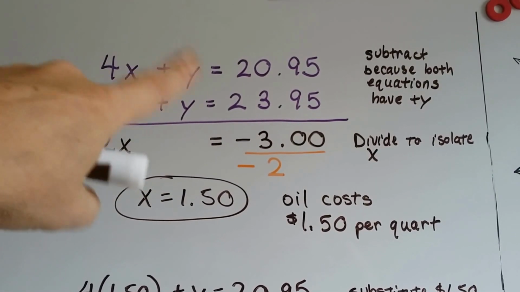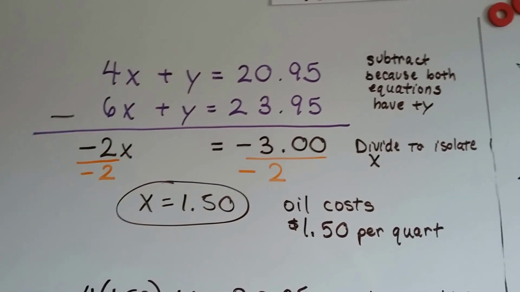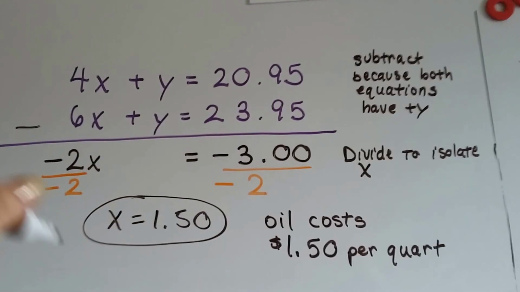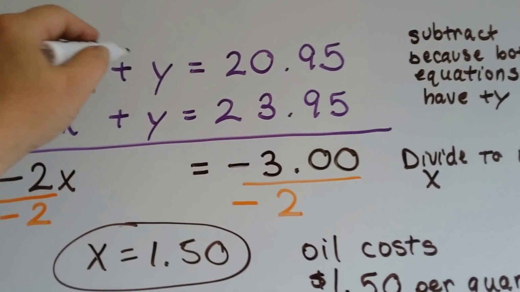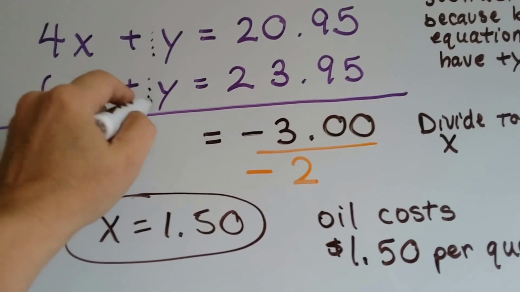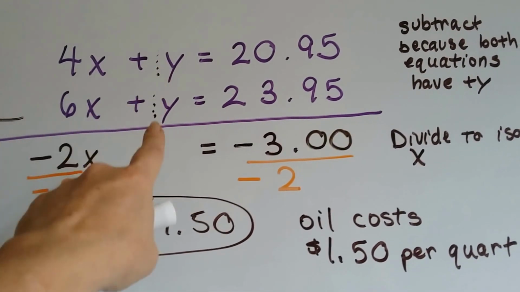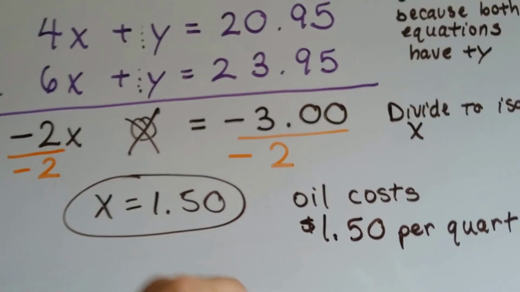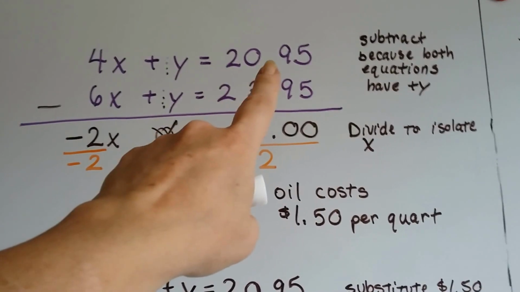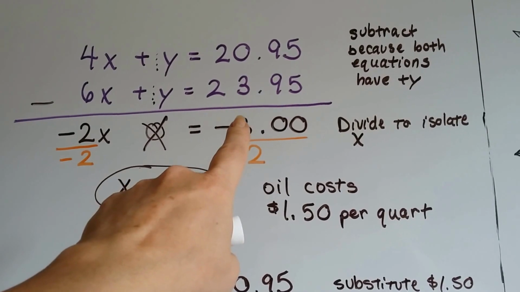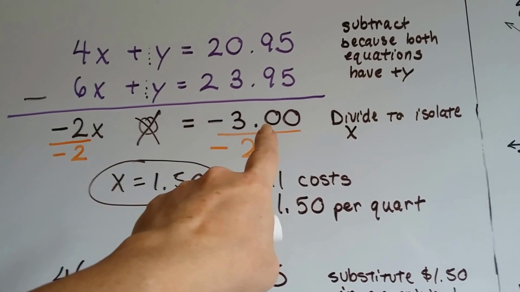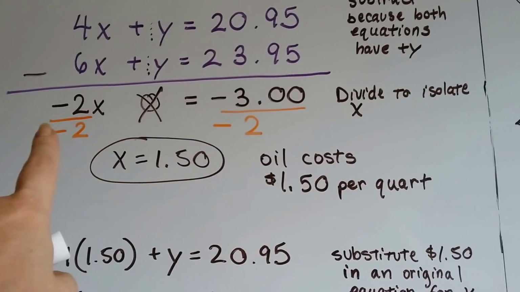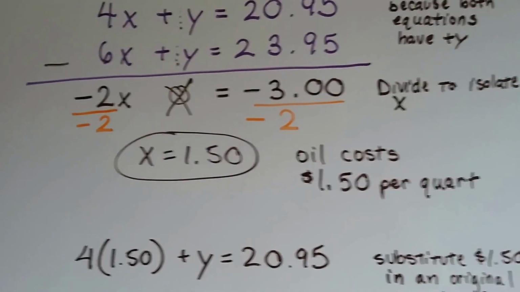These right here are going to give us a 0 because we're doing subtraction. So we have our friend the negative 1 here. So if we have positive 1 take away positive 1, that's going to give us a 0, isn't it? So we're not going to have anything there. And $20.95 take away $23.95 is going to give us a negative 3, isn't it? Negative $3. Now we can divide both sides by negative 2 to isolate this x.